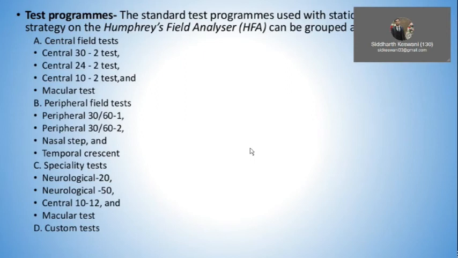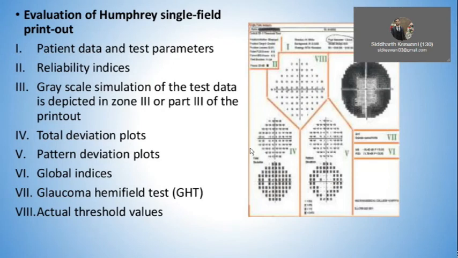Evaluation of the Humphrey single field printout. This again is to understand the report of the perimetry. As I've told you, this is the report of the perimetry. At this stage you don't need to know about the parameters and how to diagnose from the perimetry. This is a PG level thing. Right now I don't think you all need to know this. You just need to know this is the perimetry report. That's all.